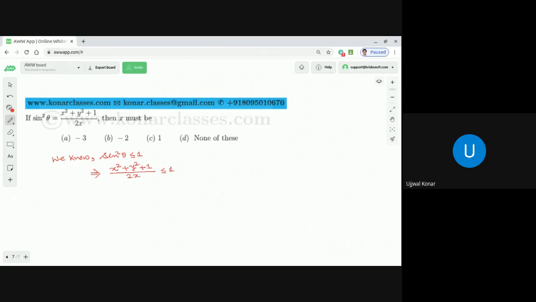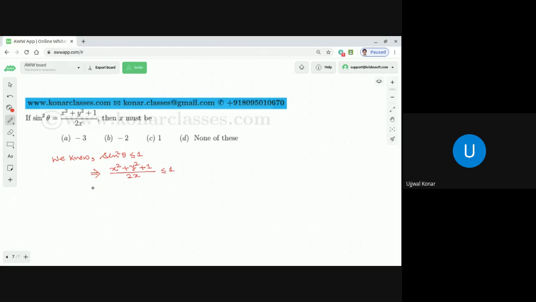Now, one thing is for sure that x cannot be negative. Why, dear students? Because if x is negative, then if you look into the numerator of sine square theta, x square plus y square plus 1, that is positive, irrespective of whatever the value of x and y as a real number. And denominator, if x is negative, then denominator should be negative, where numerator is positive. That means sine square theta is negative, which is impossible. How come square of something be negative when that something is a real number? Sine theta is a real number, so sine square theta must be a positive number. So x is not negative.